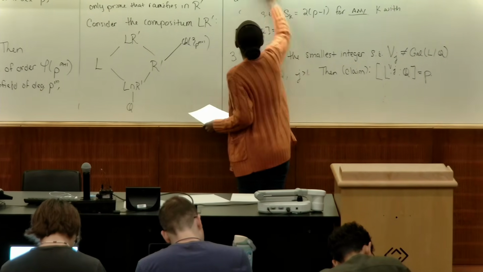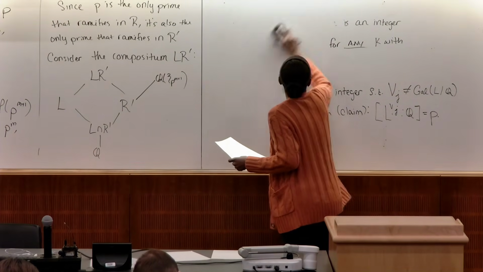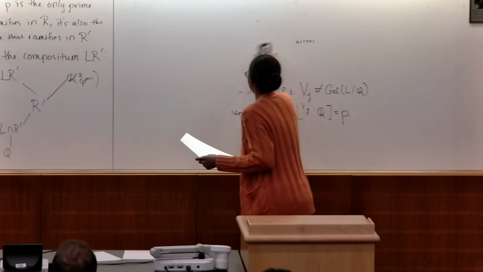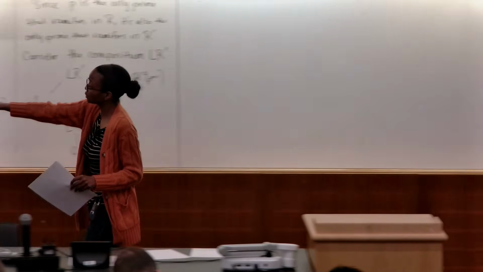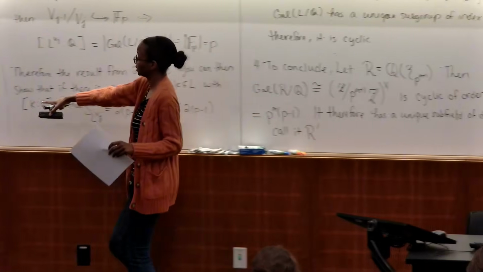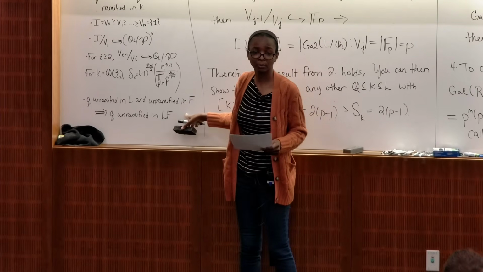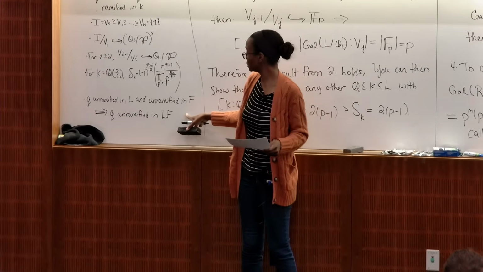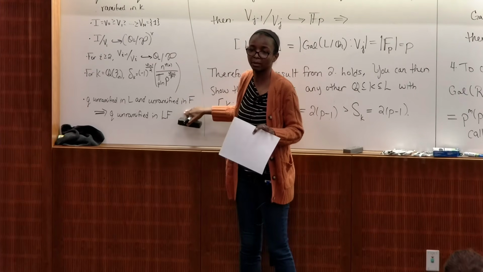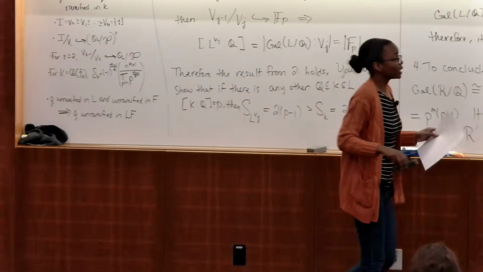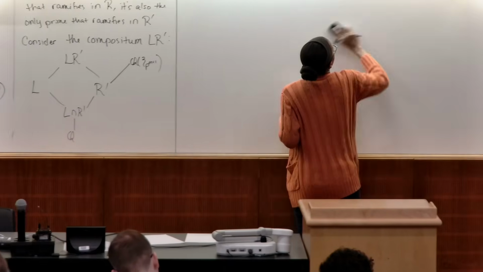Okay, since P is the only prime that ramifies in L, and it's also the only prime that ramifies in R prime, it's the only prime that ramifies in the compositum. This is one of the results that I told you that we would refer to, but we haven't proved. Okay? If I had another prime Q that ramified in the compositum, this would contradict a whole bunch of stuff. Let's not worry about it. What we care about is the fact that the compositum L R prime has only one ramified prime, and that is P.